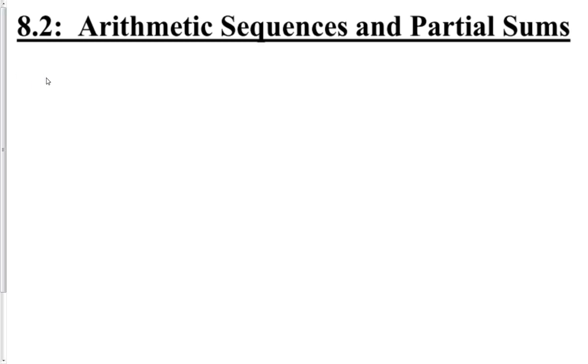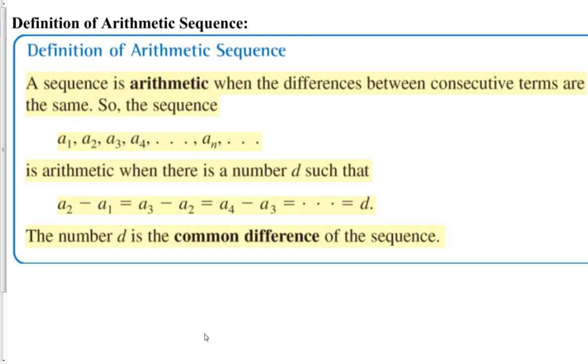Today's lesson is A2, Arithmetic Sequences and Partial Sums. Now, an arithmetic sequence is when we have something like an equation, like y equals mx plus b, per se, for these types of sequences. It's where we're jumping by the same value, or what they would call a common difference, between the terms.